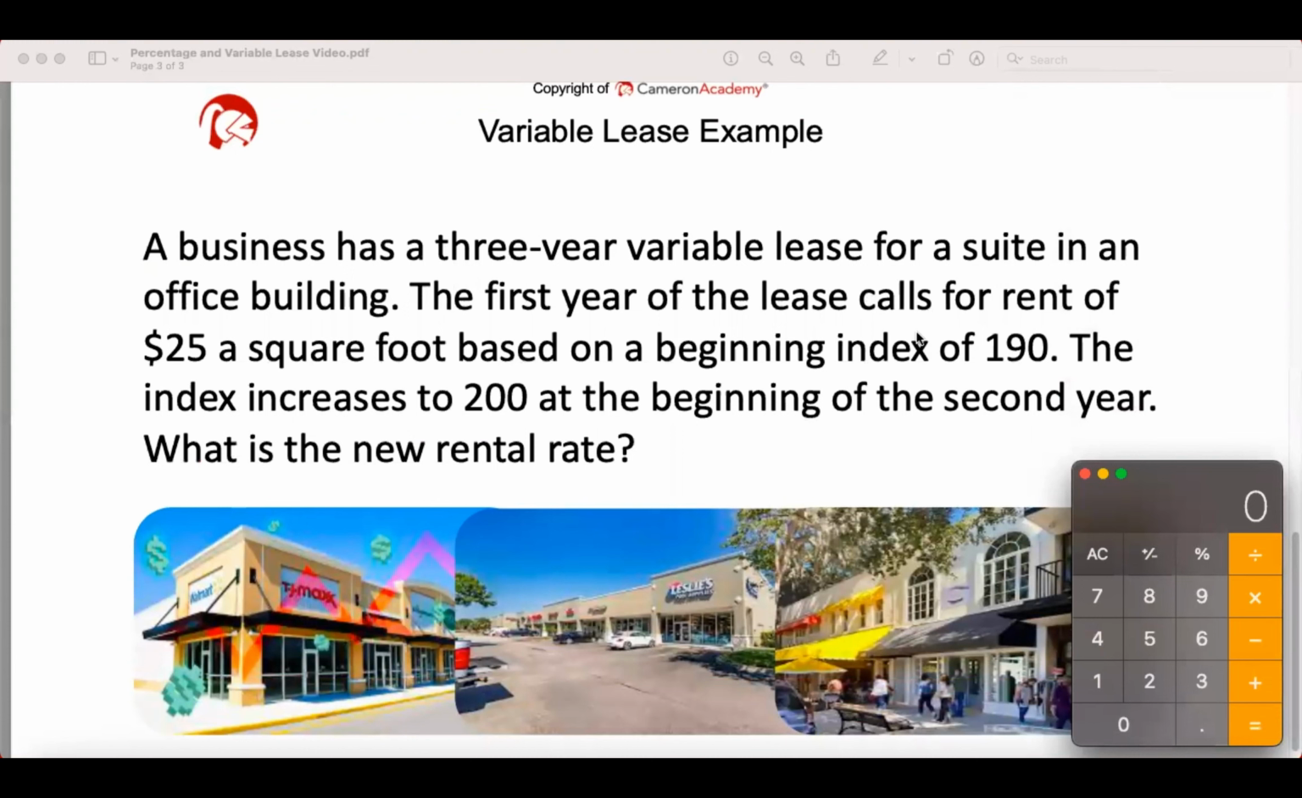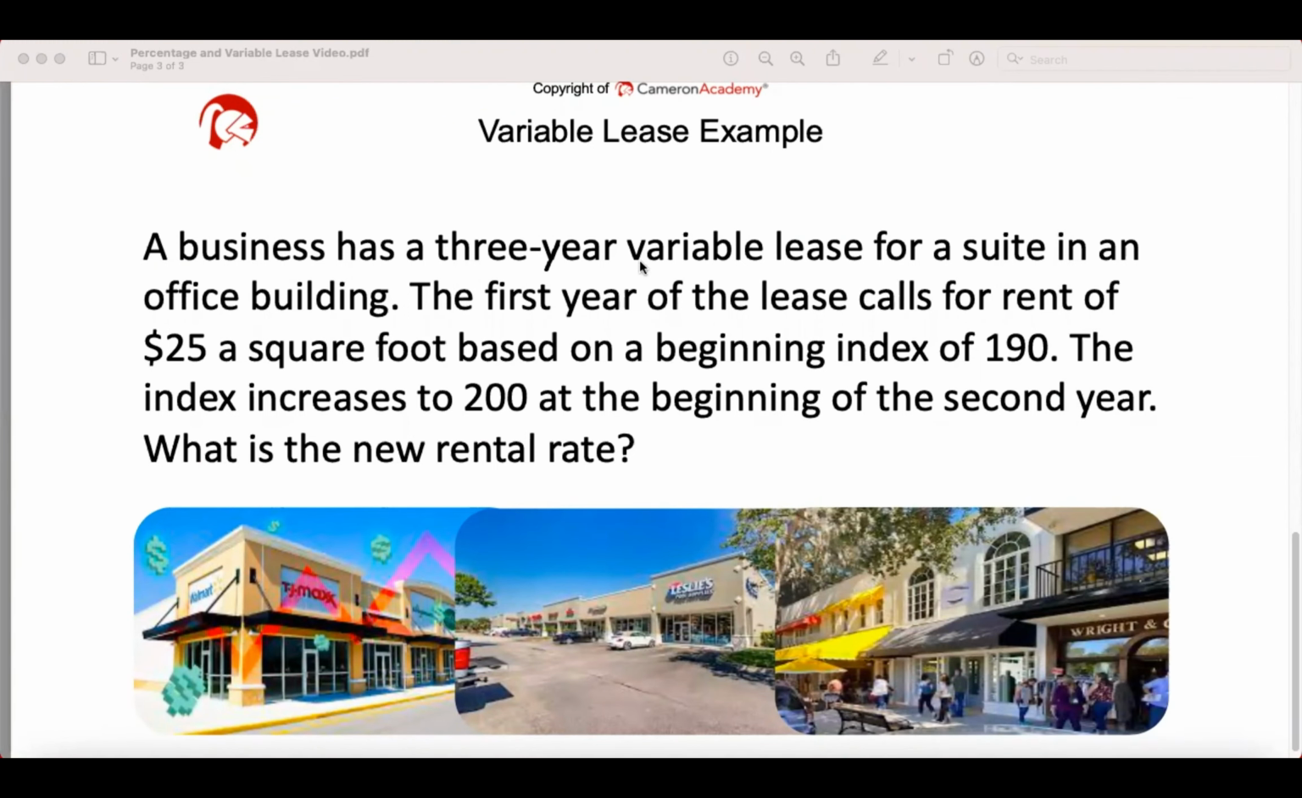So let's see an example here. A business has a 3-year variable lease for a suite in an office building. The first year of the lease calls for a rent of $25 a square foot based on an index market rate of $190. The index increases to $200 at the beginning of the second year. What is the new or adjusted rental rate?